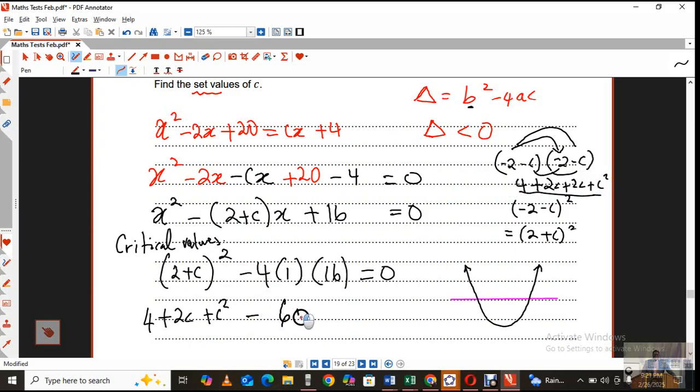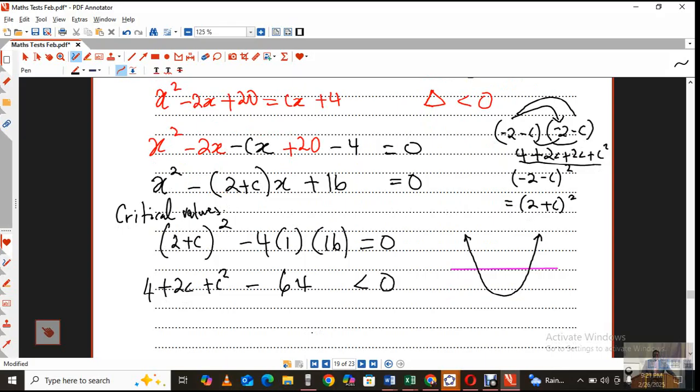4 times 16 is 64. Okay. Let's say it's less than. That's the inequality again. Less than. So let's just simplify, so I can show you why I was saying equal to 0. Okay. So I've got c squared plus 2c minus 60. I hope you get that. Because it's less than, the solution we are looking for is going to be below the x-axis. So if this is the x-axis, the solutions are below. So it is this.